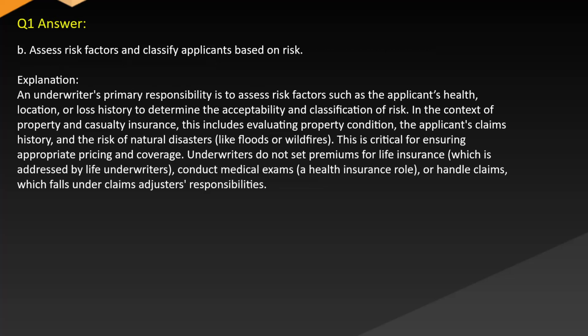Answer: B. Assess risk factors and classify applicants based on risk. Explanation: an underwriter's primary responsibility is to assess risk factors such as the applicant's health, location, or loss history to determine the acceptability and classification of risk. In the context of property and casualty insurance, this includes evaluating property condition, the applicant's claims history, and the risk of natural disasters like floods or wildfires, critical for ensuring appropriate pricing and coverage.